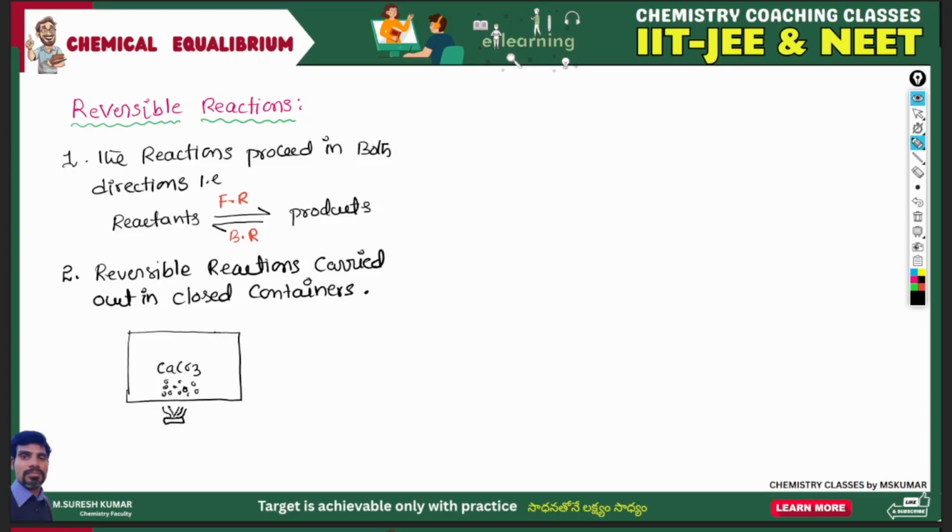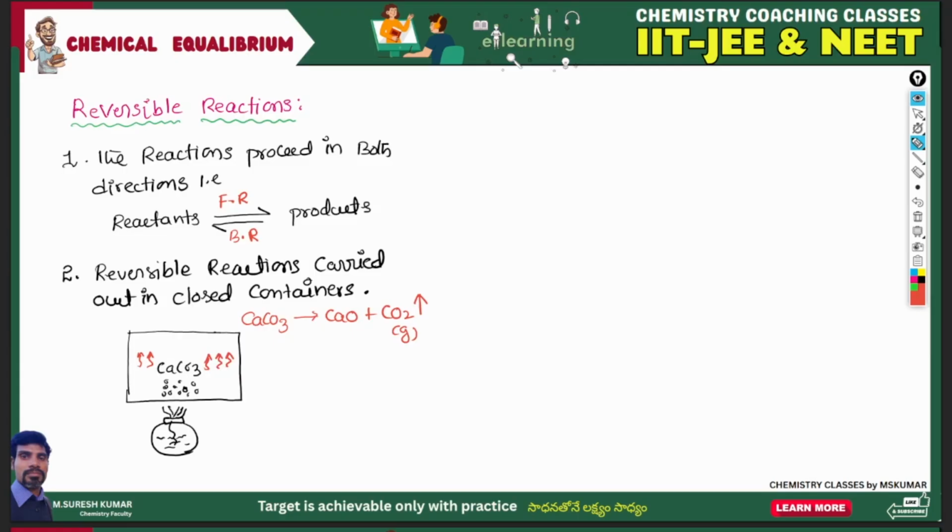Then what is your observation? CaCO3 decomposed, it produces CaO and CO2. Thermal decomposition of CaCO3, calcium carbonate, gives CaO, calcium oxide, and carbon dioxide. Here in this reaction carbon dioxide gas is formed, but there is no possibility of the gas escaping because the container is closed.